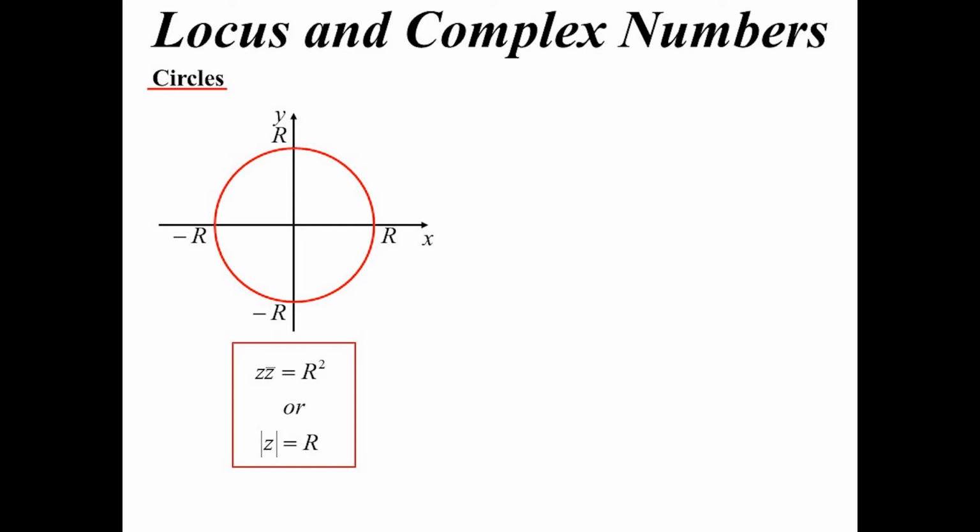But another way of thinking about it is, think of this as a vector. Any point on the circle, if I was to join it up to the origin, that would be the vector head minus tail, z minus 0. We're saying the length of that vector is the radius. That's where it comes from.